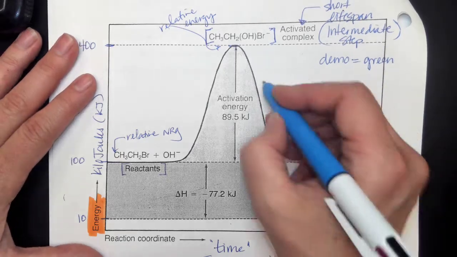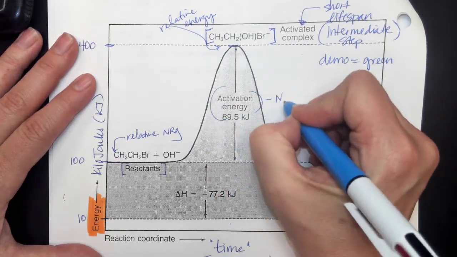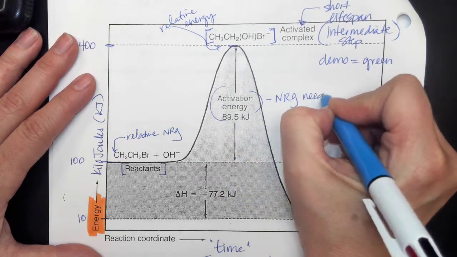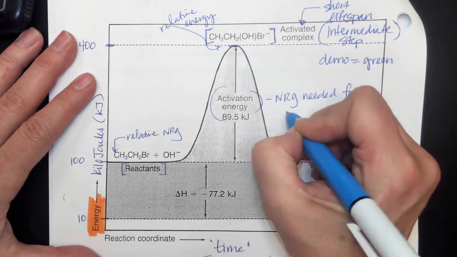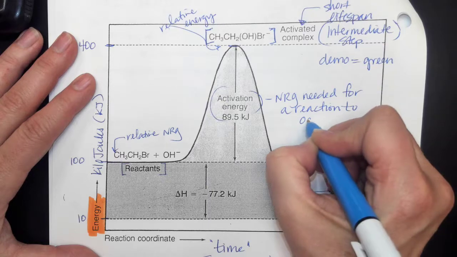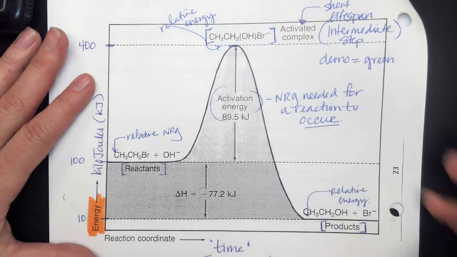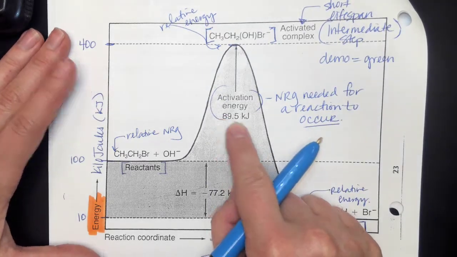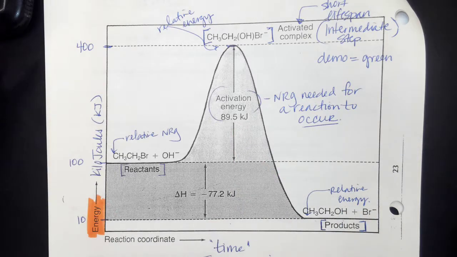It is the energy needed for a reaction to occur. If this activation energy of 89.5 kilojoules is not met, no reaction happens. It doesn't matter if I have 89.0. If it's not 89.5 or greater, the reaction doesn't happen.